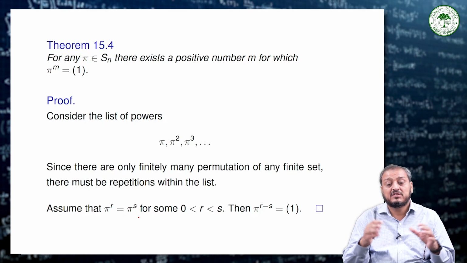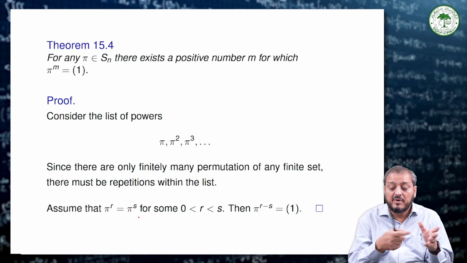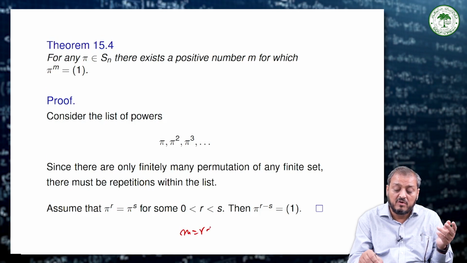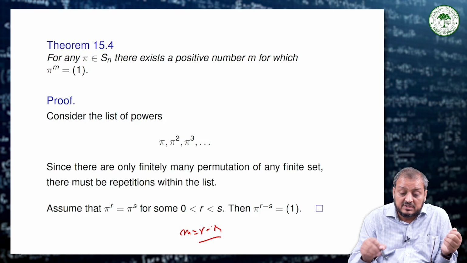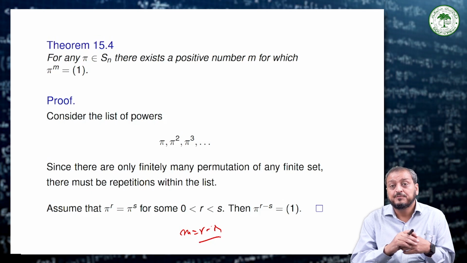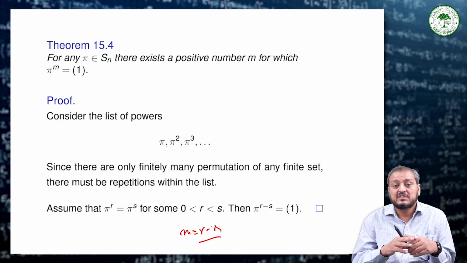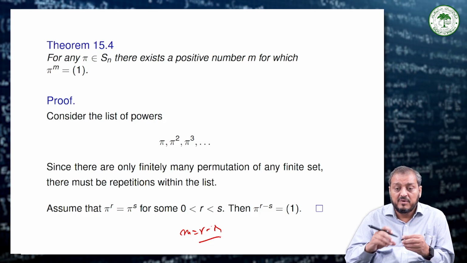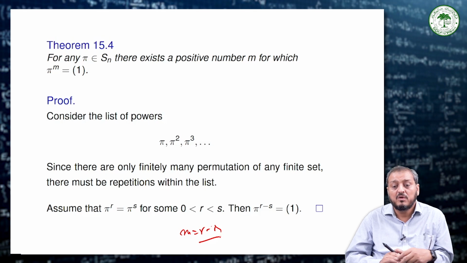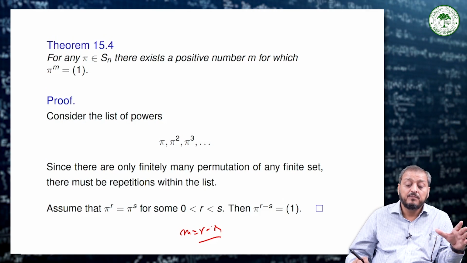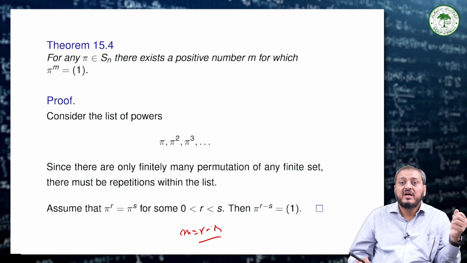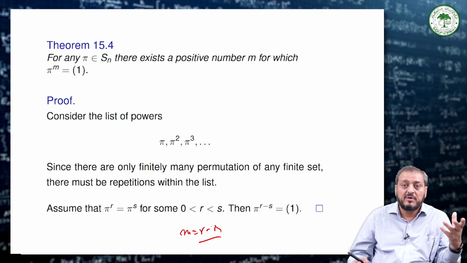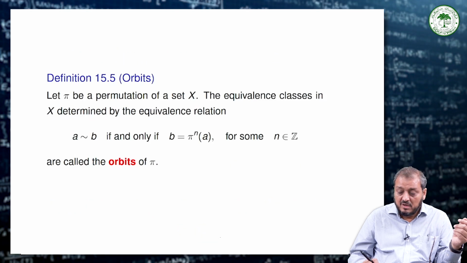So at some stage we find a positive number m that can be written in the form r minus s, because these are positive integers. At this stage we can say that π to the power m gives the identity element. So we can prove this theorem very trivially: for any π belonging to Sn, there exists a positive number m for which π to the power m is the identity.